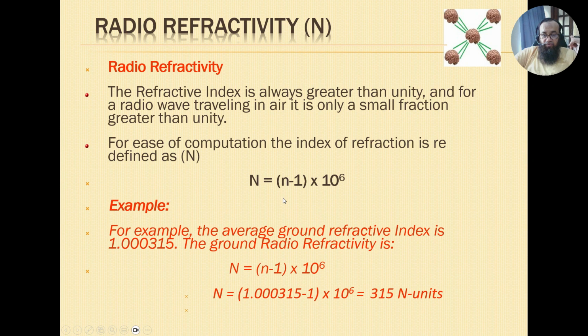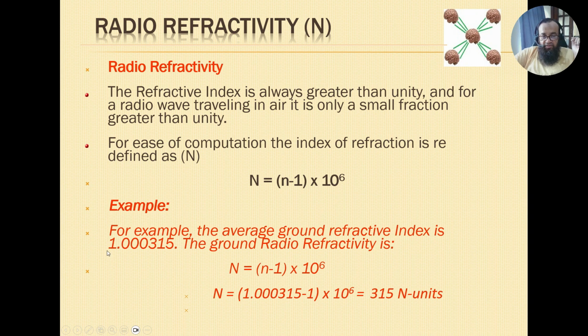They use this formula. If you put this number in this formula, first you remove the 1. So 1.000315 becomes 0.000315. Then you multiply it by exactly the same number of places. You can see there are 6 digits after the decimal, so when you multiply by 10 to the power 6, the decimal point is gone and you remain with only 315.